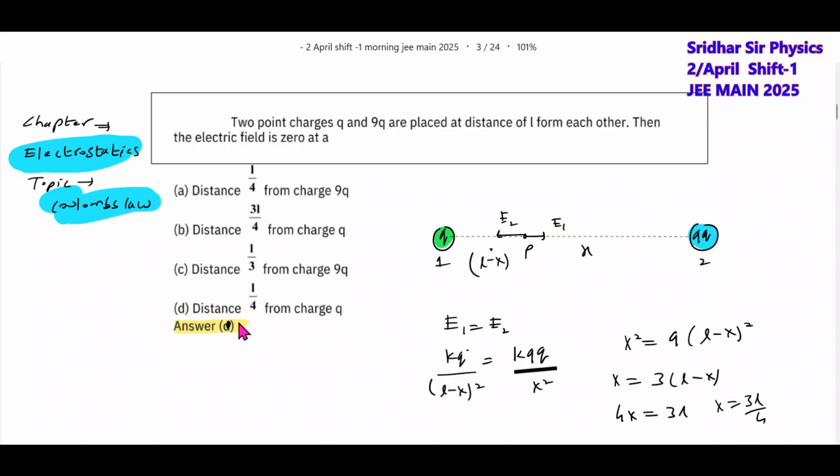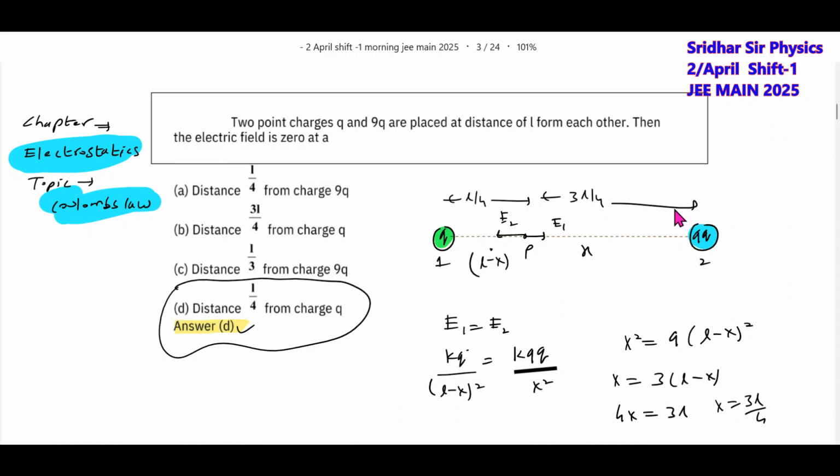I think the option should be B. Okay, this is x equal to 3L by 4. Sorry, x equal to 3L by 4 from 9Q, not from Q. L by 4 will be from Q. Option D only will come. 3L by 4 from here, so how much will this length be? L by 4. A simple formula-based question. Electric field is a vector quantity, E1 and E2 should get nullified. We'll take the next question.